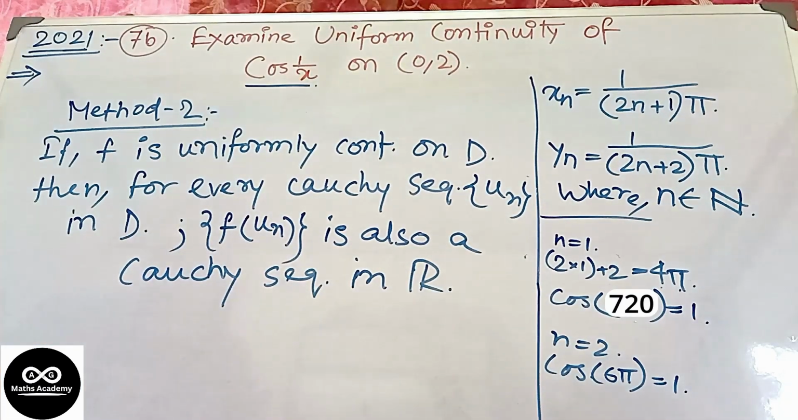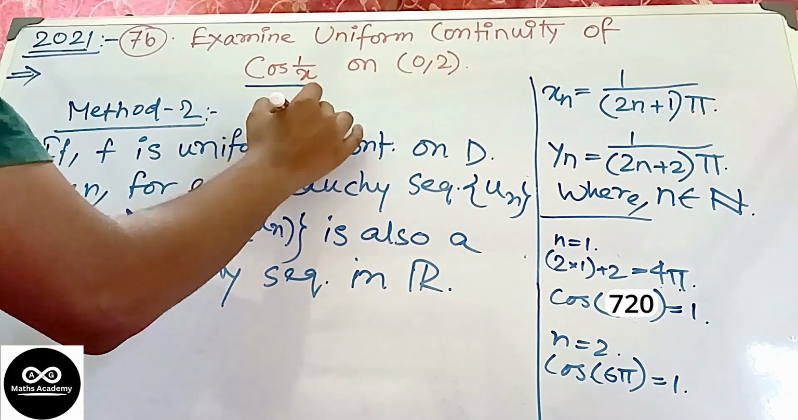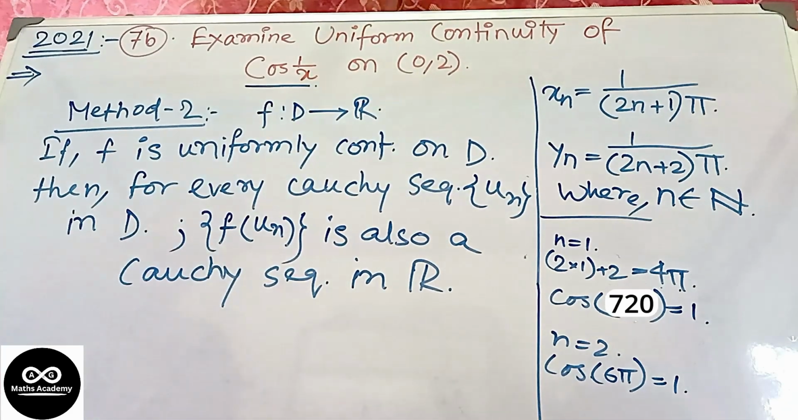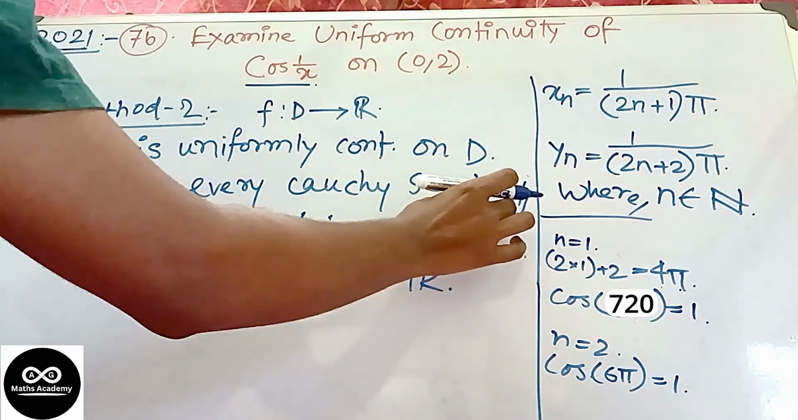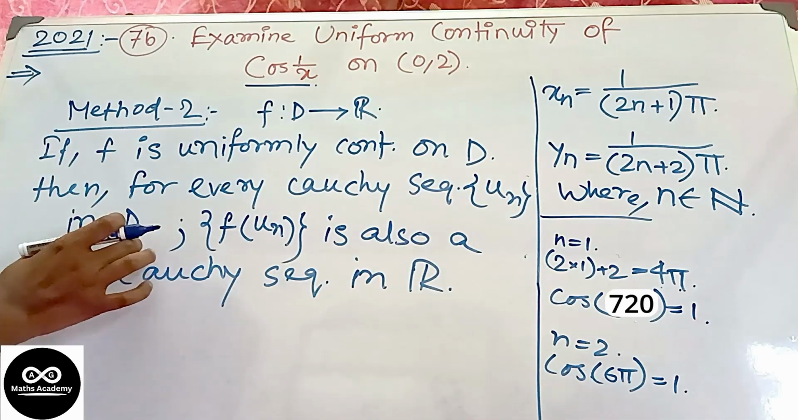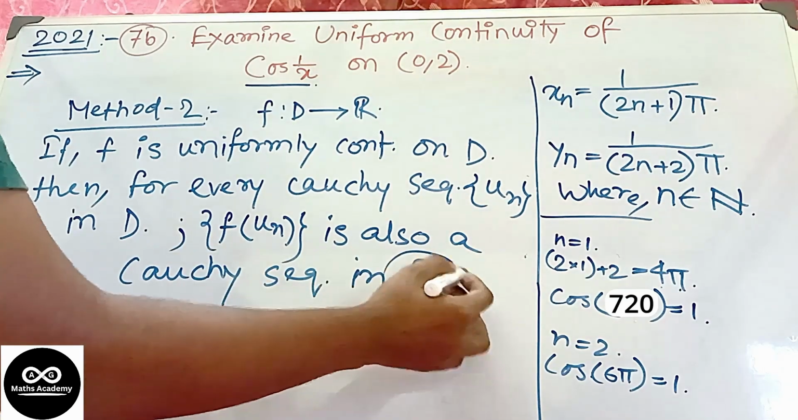Okay. As f will be D to R, the codomain set is R here. So un is a Cauchy sequence in D, and f of un will be a Cauchy sequence in R. Okay.